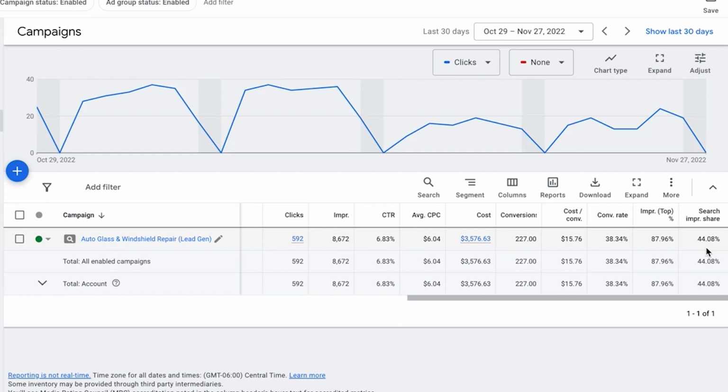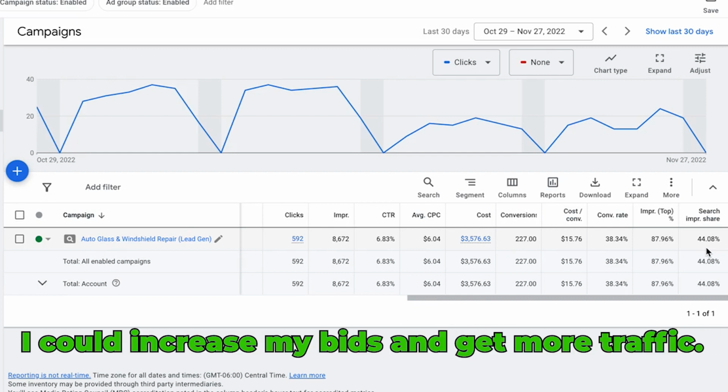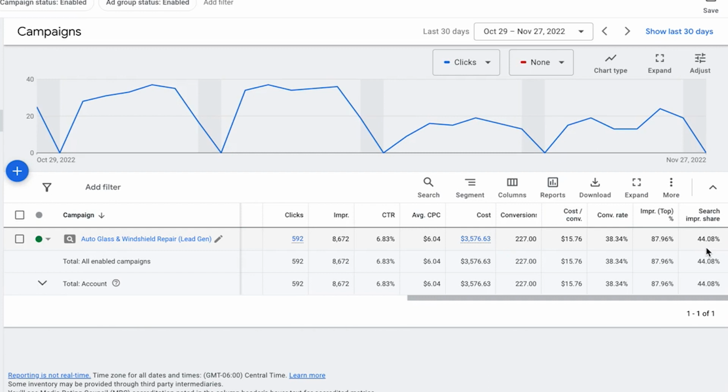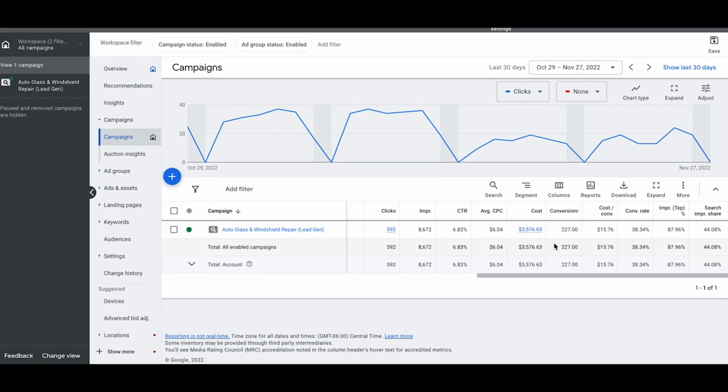So if we're at a 44% impression share right off the bat, I know right away I could increase my bids and get more traffic, get more leads, get more phone calls. If this was 100%, there's not really much I can do. I can add more keywords, or I can add more locations and expand my market. That's pretty much your only options at that point. But this is a very important metric for someone who's running right now. Like, this guy's a local guy.